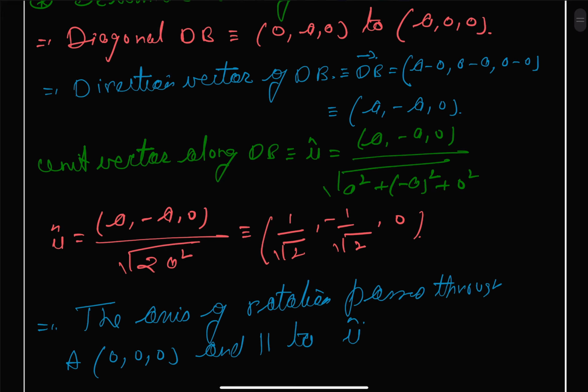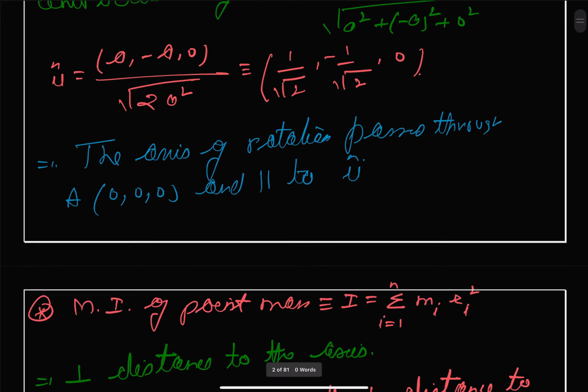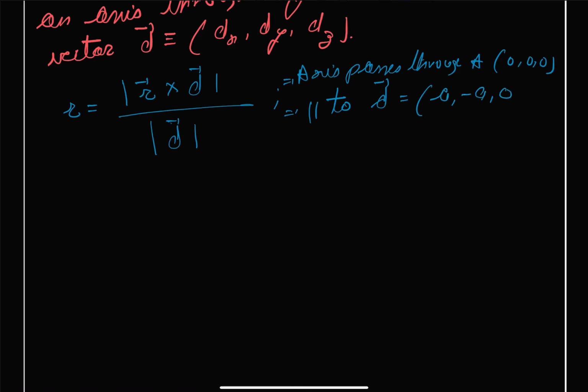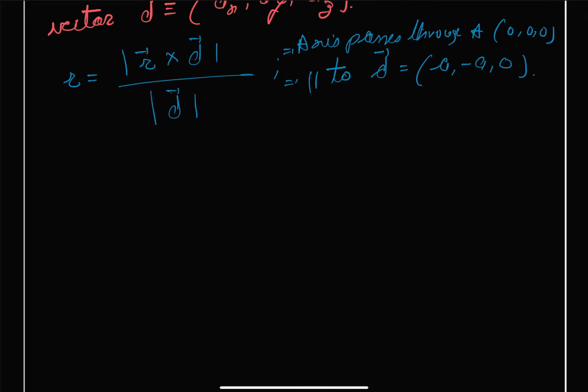Here the axis passes through the origin, which is A, and is parallel to the direction vector given as a, minus a, 0. So the axis passes through A, which is 0, 0, 0, and is parallel to that d vector, a, minus a, 0, and we can find the cross product with respect to the respective masses. So we start with the mass at A.